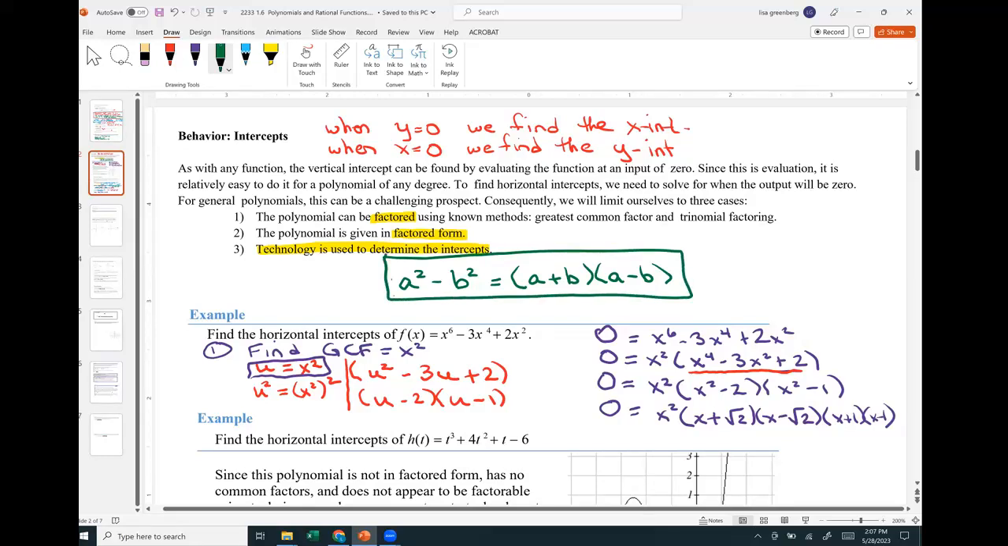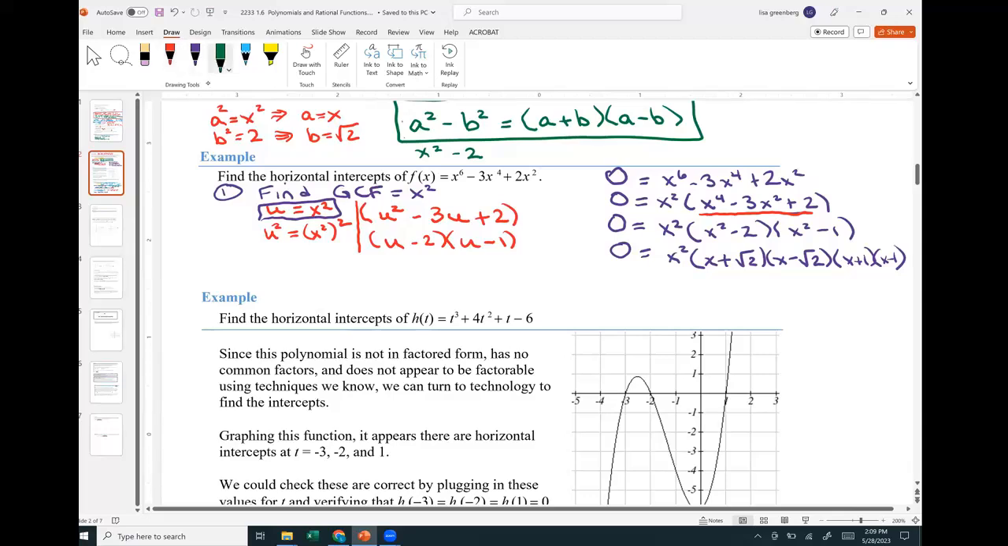So if I'm looking at x squared minus 2, I'm saying that a squared equals x squared, which means that a equals x, and b squared is equal to 2, which means that b is equal to the square root of 2. So that's how I can factor all of that.